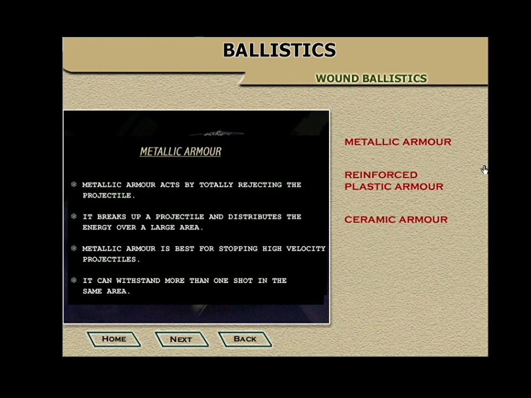Metallic armor acts by totally rejecting the projectile. It breaks up a projectile and distributes the energy over a large area. Metallic armor is best for stopping high velocity projectiles. It can withstand more than one shot in the same area.